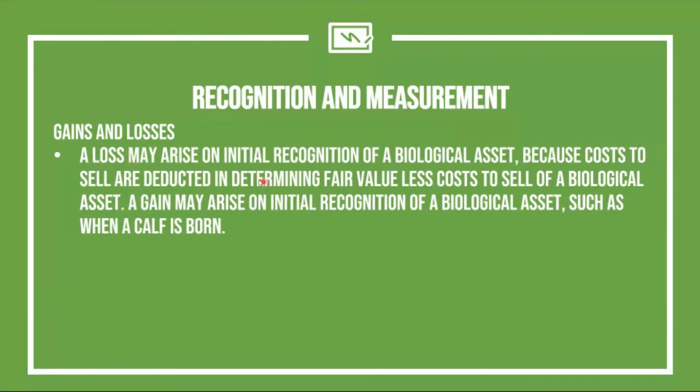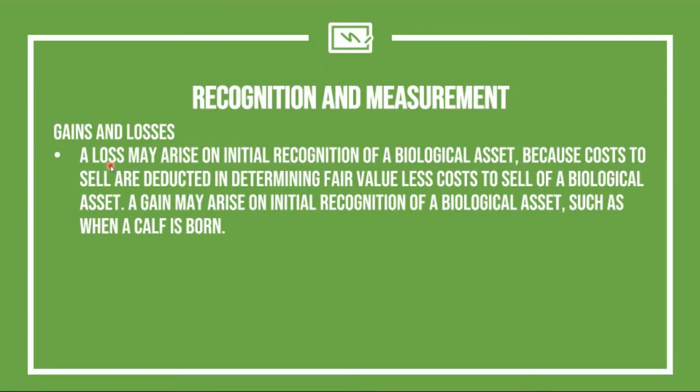Also, a loss may arise on initial recognition of a biological asset. So if a gain is possible, a loss is also possible. The reason is because costs to sell are deducted in determining fair value less cost to sell of a biological asset. A gain may arise on initial recognition of a biological asset, such as when a calf is born. So, what do we mean? Let us give an example wherein there is a loss that arises on initial recognition of a biological asset.